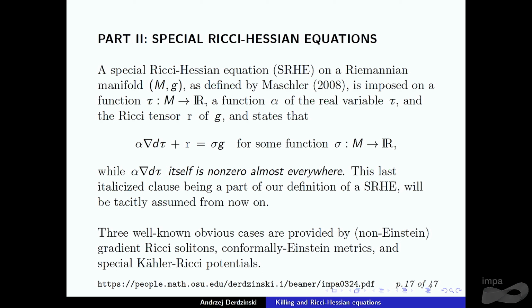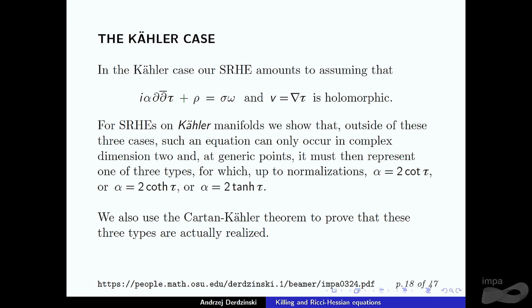And that means in the Kähler case, if you look at both sides, you see Ricci is Hermitian, g is Hermitian, therefore the Hessian of tau is Hermitian, and therefore tau has a holomorphic gradient. So in the Kähler case, instead of saying it like this, you can simply say that V, the gradient of tau, is holomorphic, and one part of both sides is equal to 0, which means I alpha partial partial bar tau plus the Ricci form is equal to sigma times the Kähler form. So this is the Kähler case.